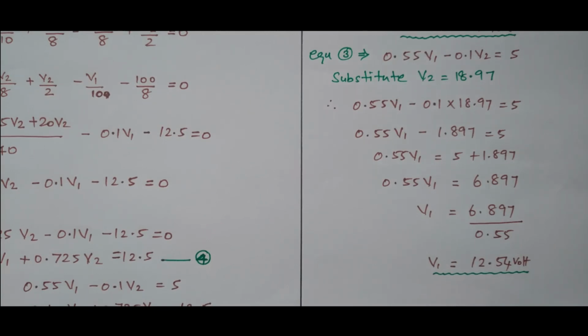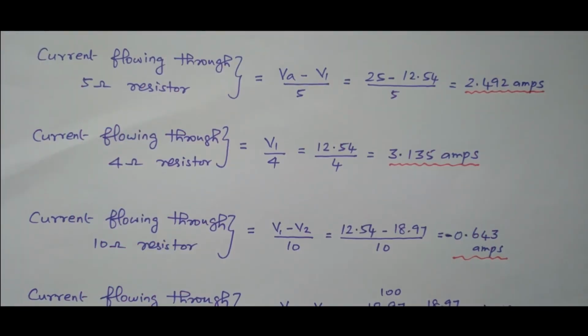Second, we need to find the current flowing through each and every resistor. Now we'll find the current flowing through. There are 5 resistors available. So the current flowing through the 5 ohm resistor is nothing but VA minus V1 by 5. This we already discussed while framing the equation. So VA is 25 minus V1, V1 we calculated 12.54, divided by 5. It is 2.492 amperes.